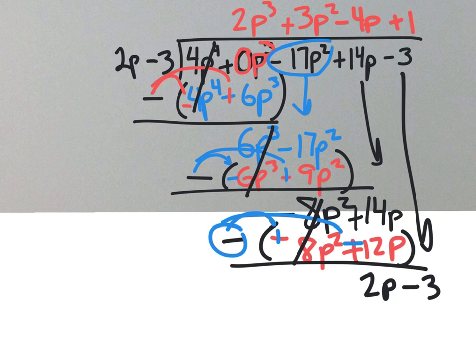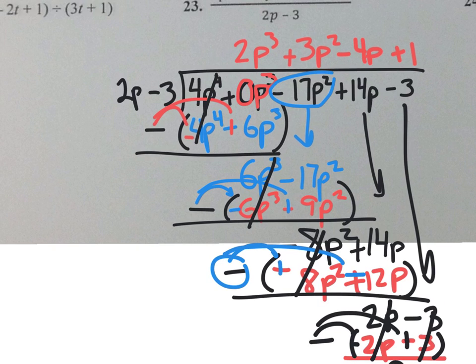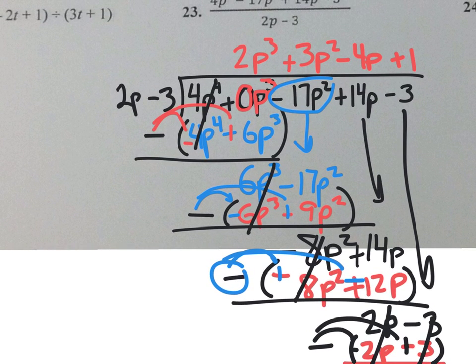So when I multiply it by 1, 1 times 2p is 2p and 1 times negative 3 is negative 3. So you will get 2p minus 3. And of course you are subtracting. And that'll distribute to make it a minus, distribute to make it a plus. Which means that they all cancel out. Which means that there is no remainder. So this is your actual answer right here. No remainder. This is it right here. There is your answer.